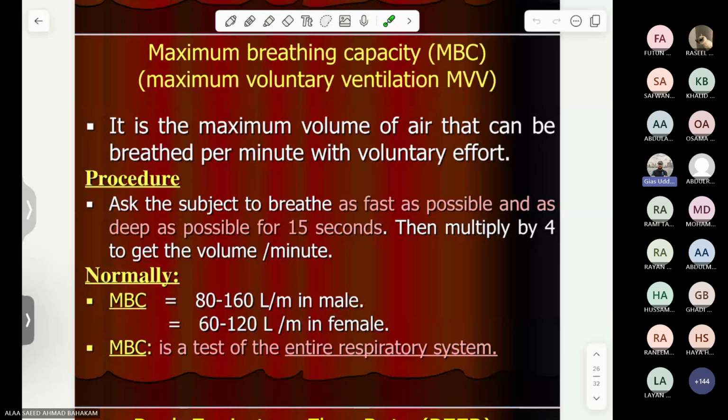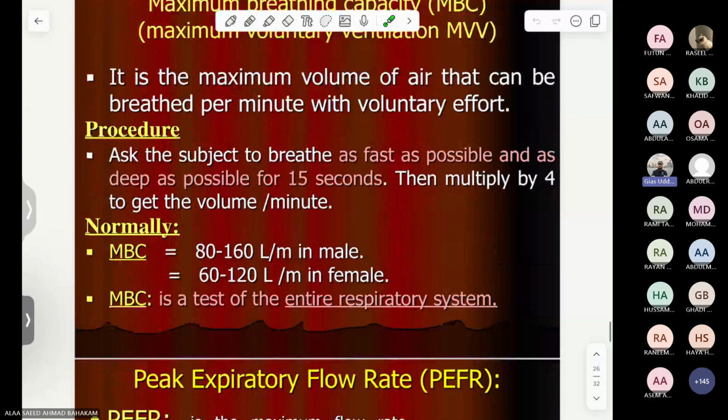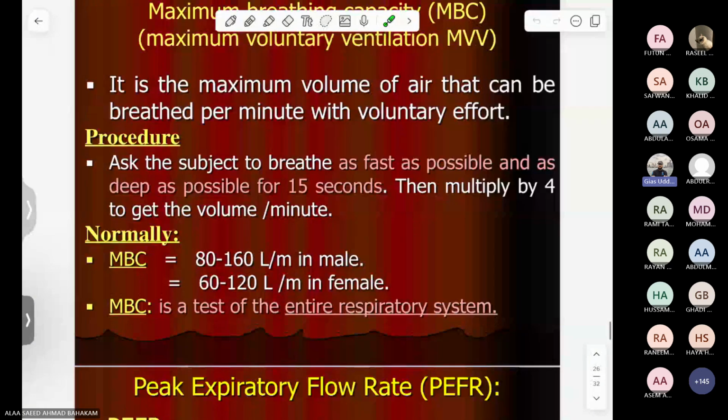So we'll ask the subject to breathe as fast as possible and as deep as possible for 15 seconds, then multiply by 4. So we'll get the volume per minute. Normally, what is the normal volume? 60 to 82 liters in male or 62 to 20 liters in female. So this is a test for the entire respiratory system. This is mainly done in 1 minute, not in a second. This is the main difference here. Okay.